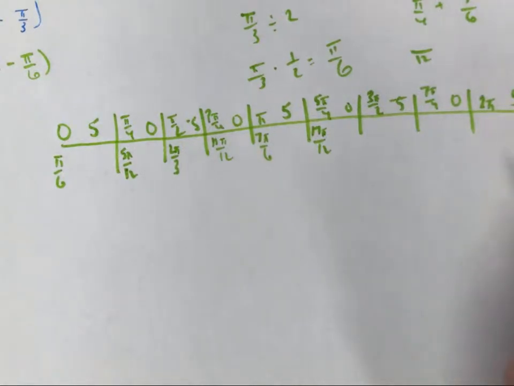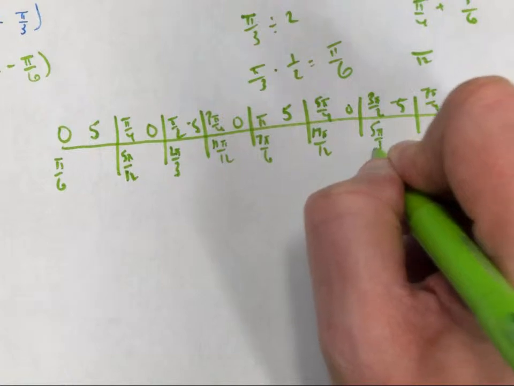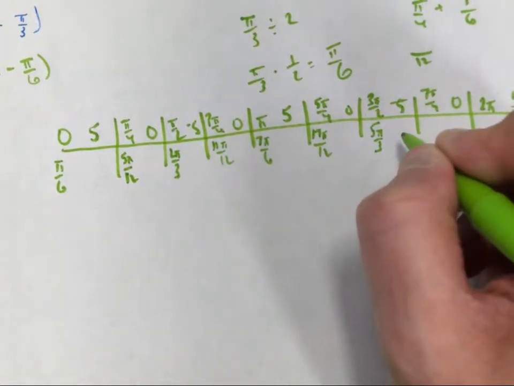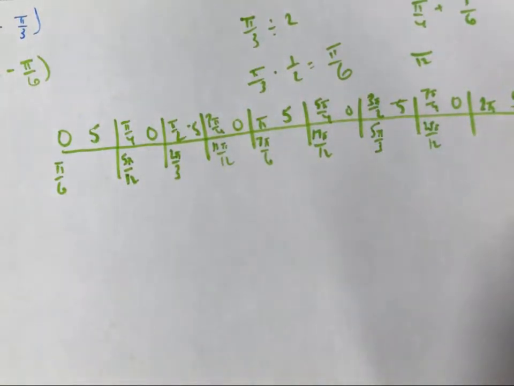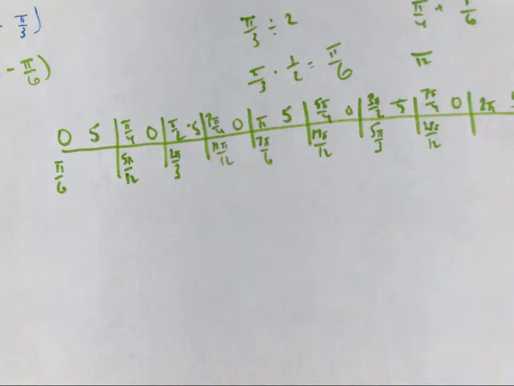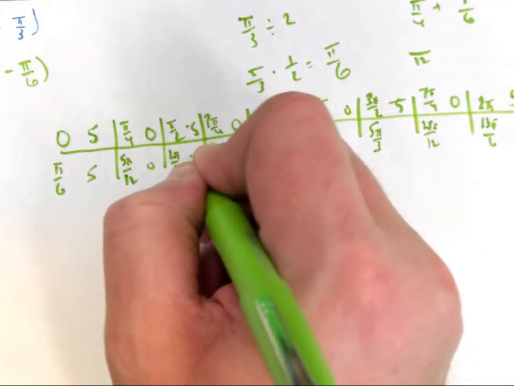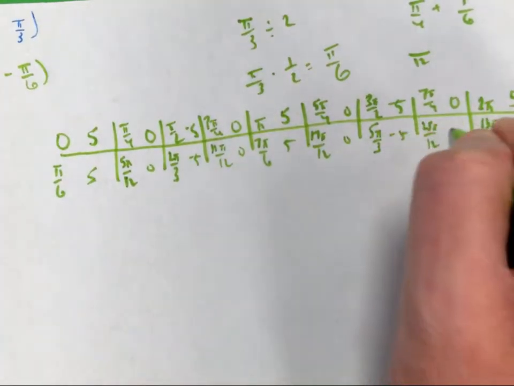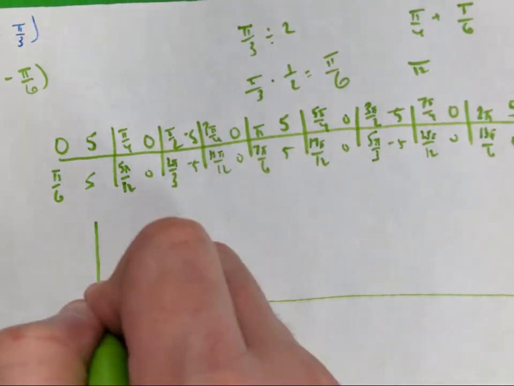Okay. Pi over 3. Okay, thank you. Next one, 23 pi over 12. And the next one, 13 pi over 6. Please tell me everybody knows how to do that in the calculator. Thank you for the ones that responded to that.